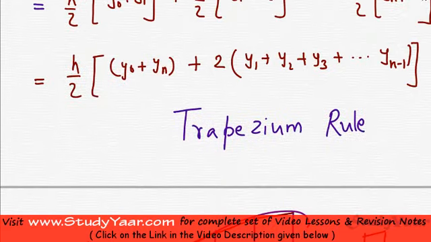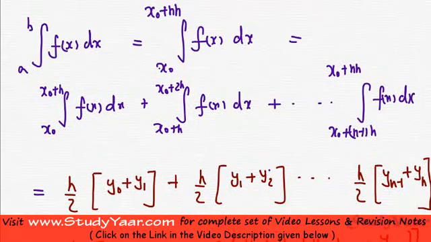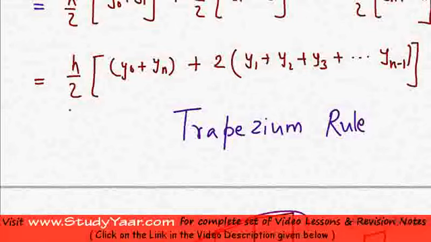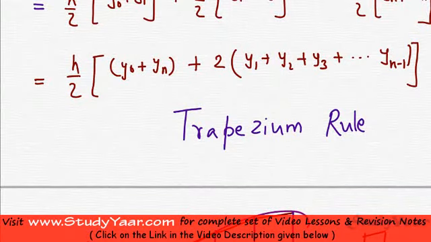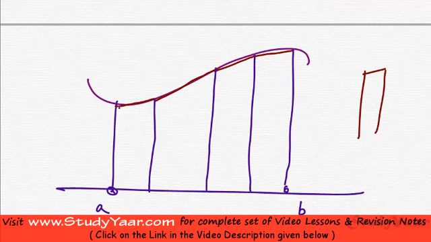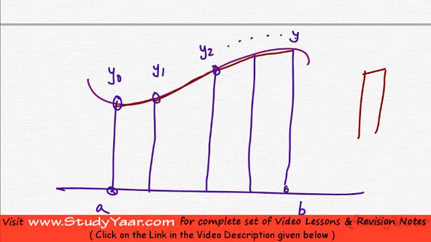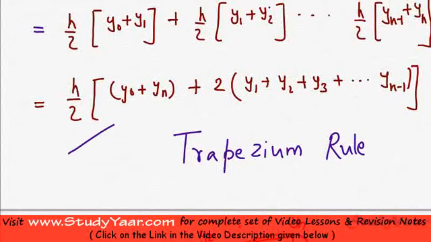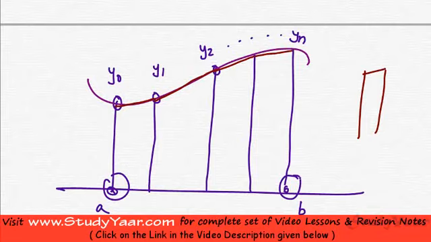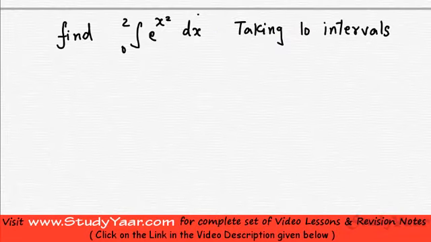So that's your trapezium rule, which gives you integration f(x) dx from a to b as equal to this thing, which is you calculate your y at x0 which is going to be y0, you calculate your y at x1 which is going to be y1, calculate your y at x2 which is going to be y2, do this up until yn and just apply this formula and you will get the value of integration from a to b. Let's take an example.